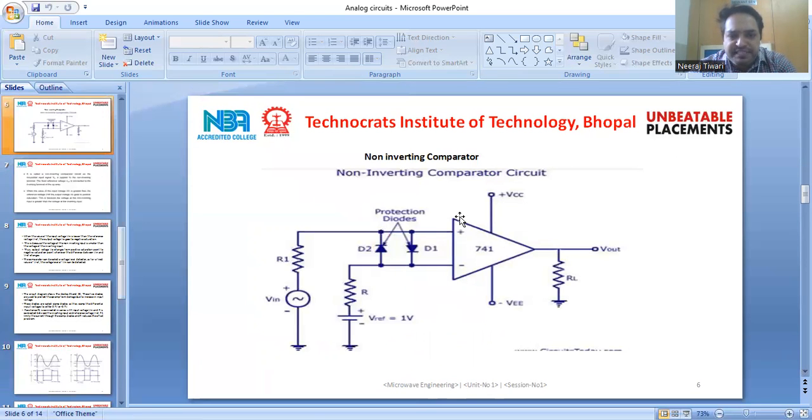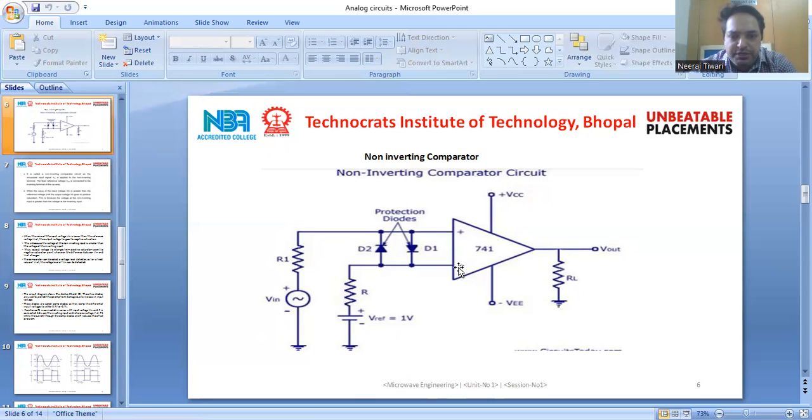So this is the basic circuit of a non-inverting comparator. I'm showing you a non-inverting comparator here, which generally looks like that. Why am I saying it's a non-inverting comparator? Because we have applied the time varying input signal to the non-inverting terminal. So that's why I am saying it's a non-inverting comparator circuit.